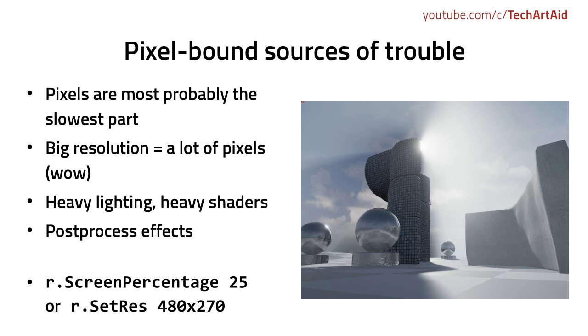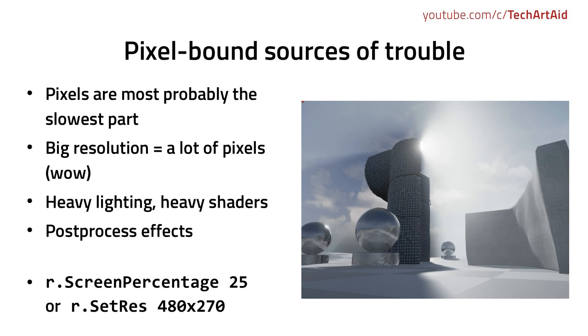Now let me explain pixel-bound sources of trouble, because pixels are most probably the slowest part of your pipeline. The bigger the resolution, the more pixels we have to shade, unsurprisingly I think. So heavy lighting, which is done per pixel, heavy shaders, and also post-process effects depend on the resolution of the screen. And given the current Full HD and 4K resolutions, this can really mean a lot.